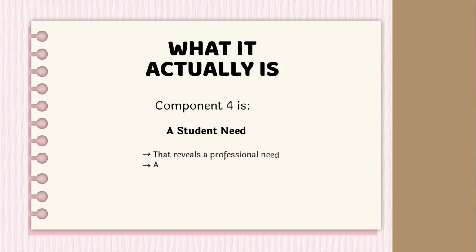Component 4 always starts with students. There's a student need, and that student need reveals a professional need, something you needed to learn, strengthen, or refine. Then you respond strategically. There's measurable or observable impact, and you analyze why your professional learning made a difference. That's the chain. Student need to professional growth to instructional change to impact analysis. Not 14 moving parts, just one coherent thread.